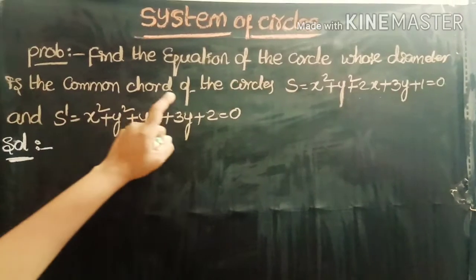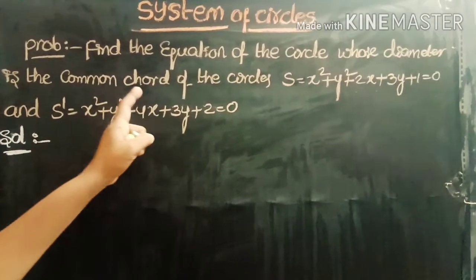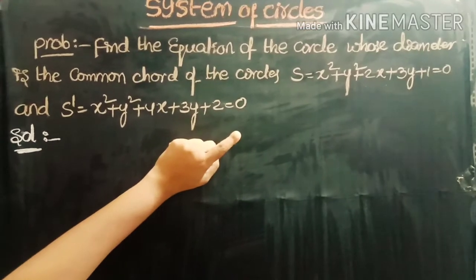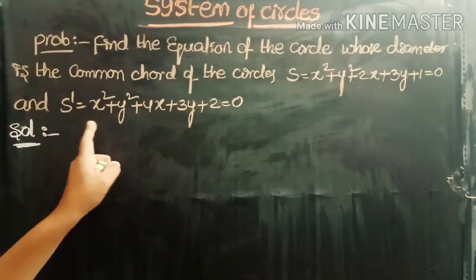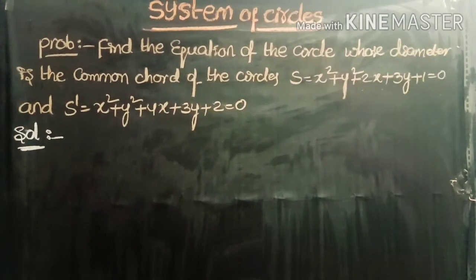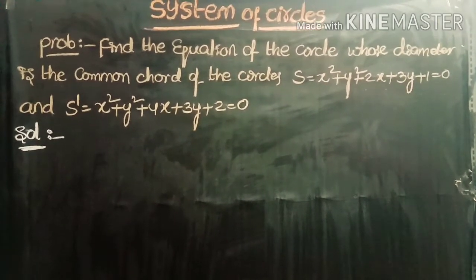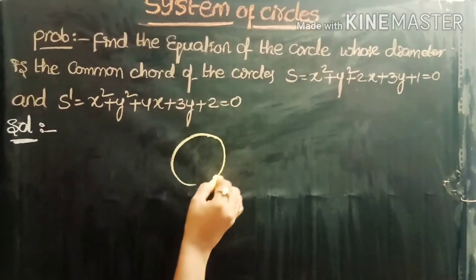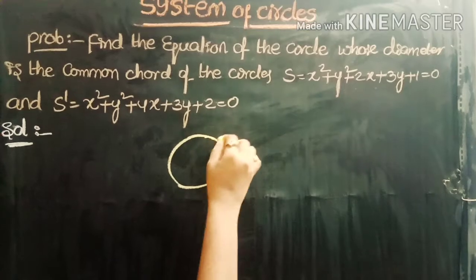Next problem: find the equation of the circle whose diameter is the common chord of the circles S = x² + y² + 2x + 3y + 1 = 0 and S' = x² + y² + 4x + 3y + 2 = 0. Now find the equation of the circle whose diameter is the common chord of the given two circles. So here two circles are given. The first circle is S = 0 and the second circle is S' = 0.